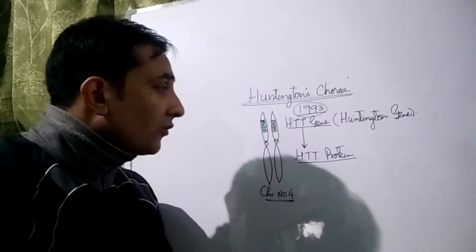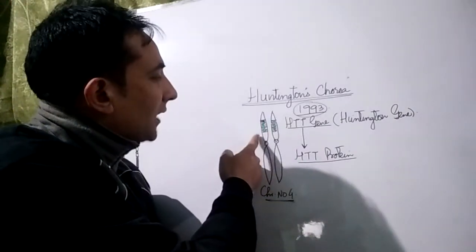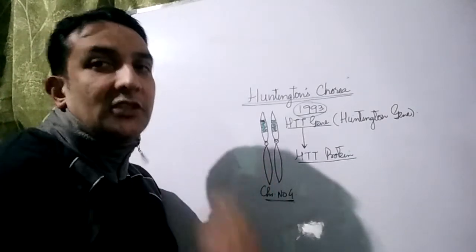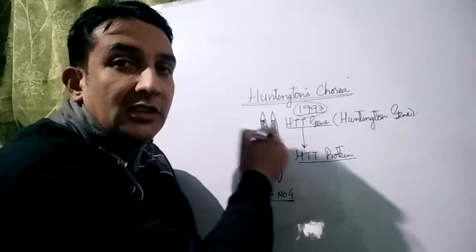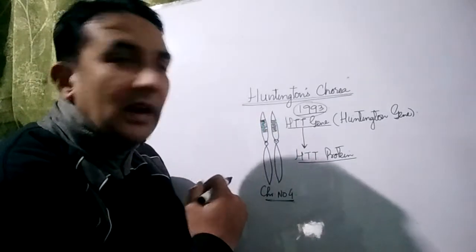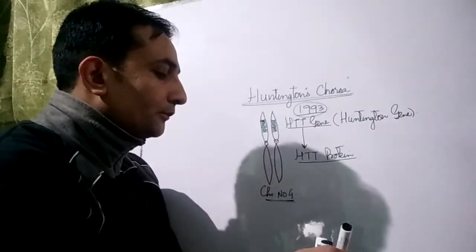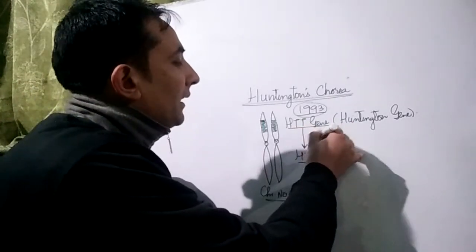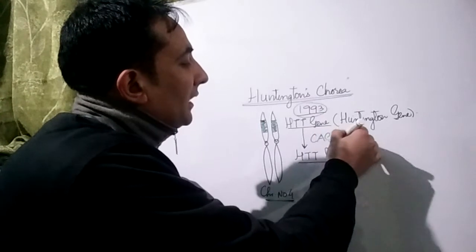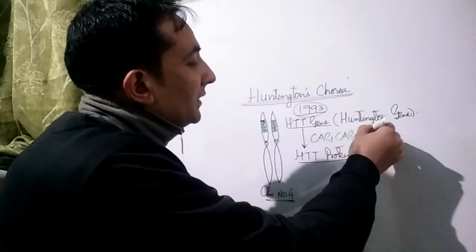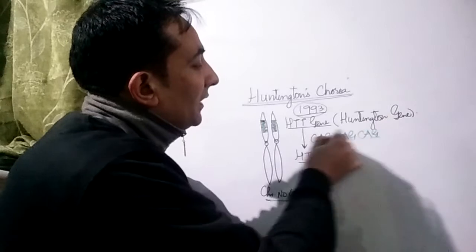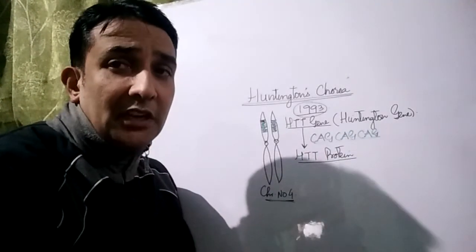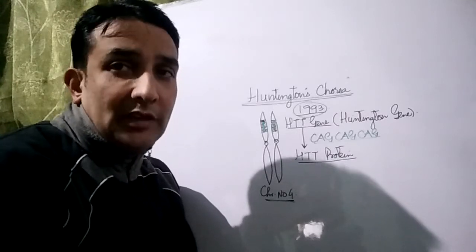Now, when you try to analyze the gene sequence of this gene, when you try to analyze the nucleotide sequence of this gene, you will see in this gene a particular sequence of nucleotides, that is C A G C A G C A G. This sequence of nucleotides is repeated in this gene for at least 20 times.